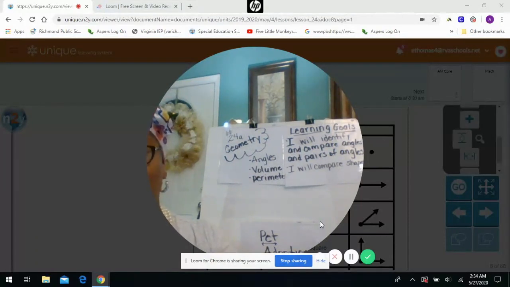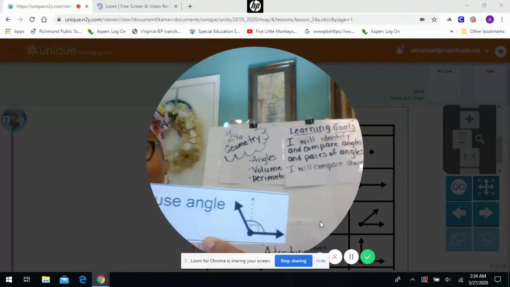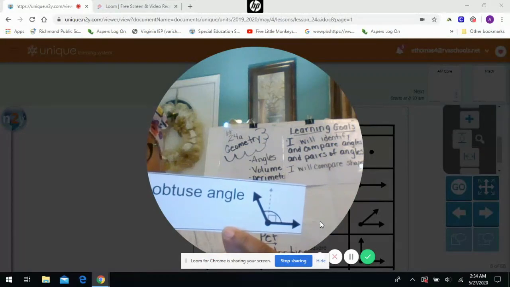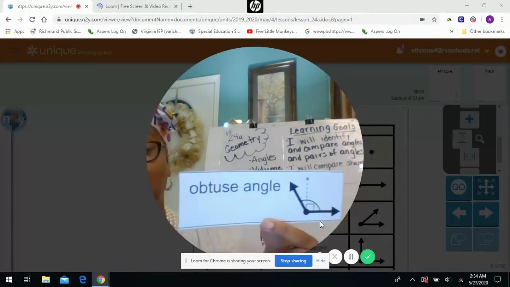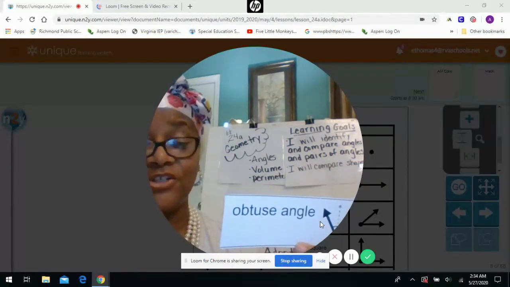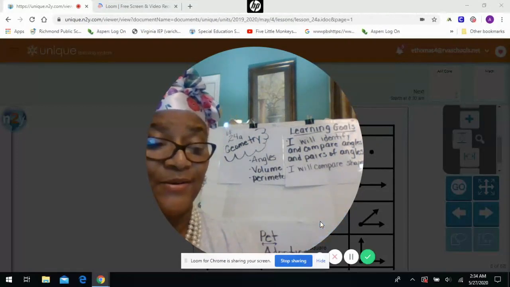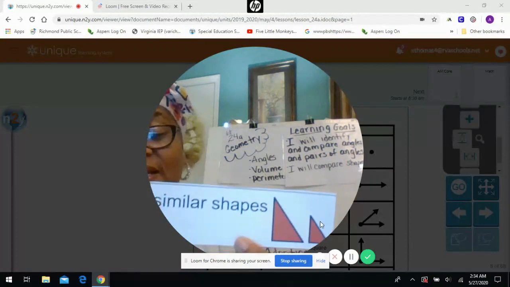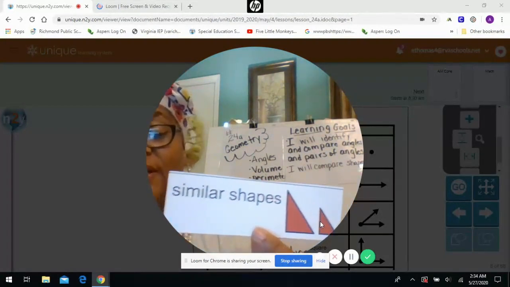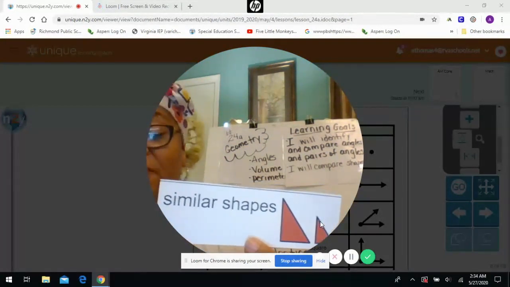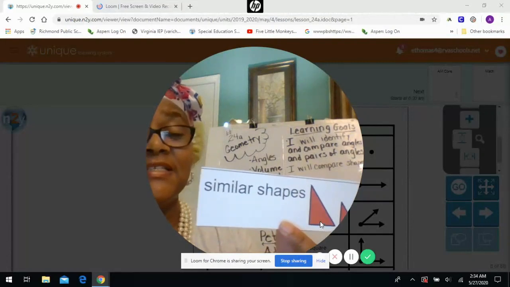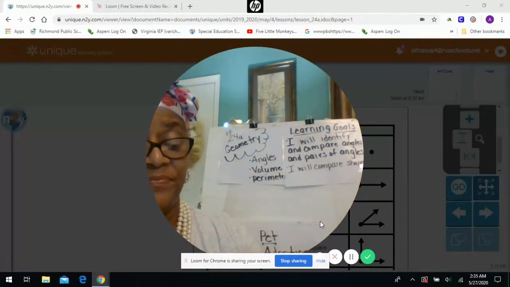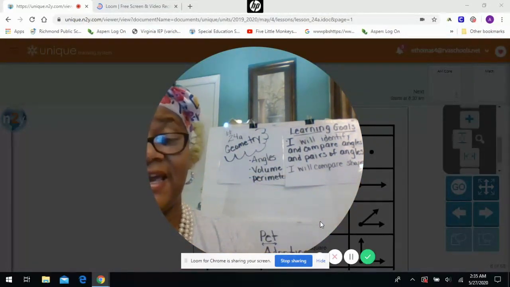The next word is obtuse, larger than a 90-degree angle. Larger than a 90-degree angle. And we call this similar shapes. They're very similar. They're not the same size, but they're similar. They're not the same because congruent would be the exact same shape and size.